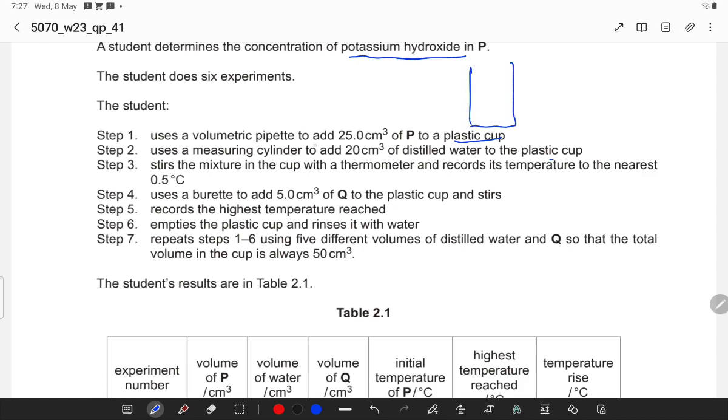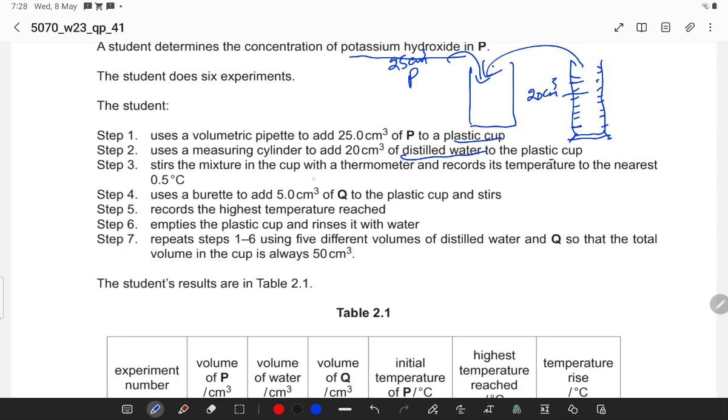This is the plastic cup. The student uses a volumetric pipette to measure 25 cm³ of P into this plastic cup. Now uses a measuring cylinder. This is the graduated measuring cylinder, used to add 20 cm³ of distilled water to this plastic cup.